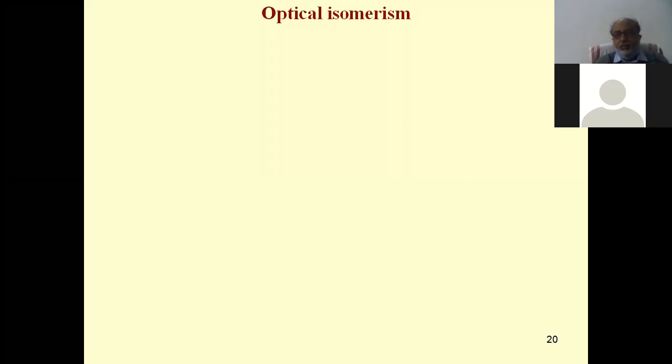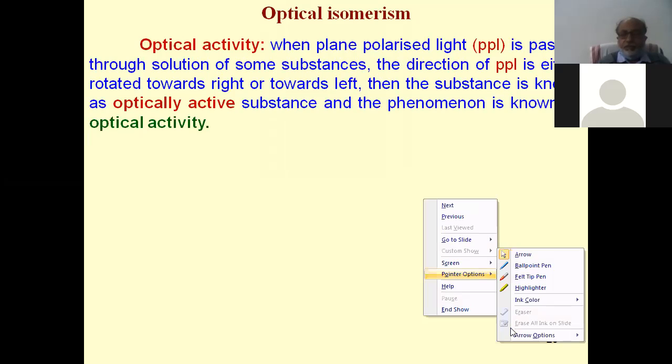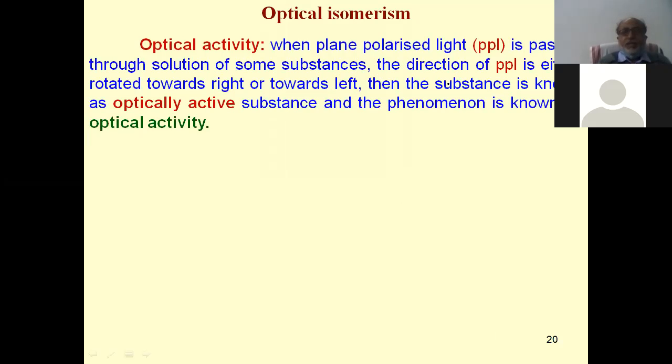That is what misconception you have got. You will slowly realize about that. So we start with the definition as usual. First of all, to understand optical isomerism, you must know what is optical activity. What is optical activity? Plane polarized light is what we have to use. We use plane polarized light to study optical activity.